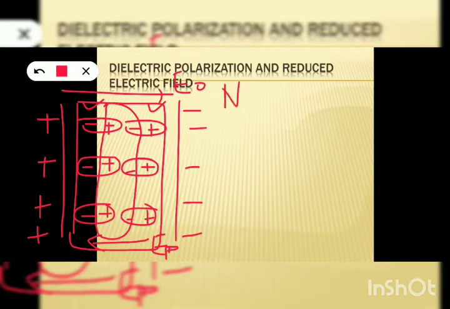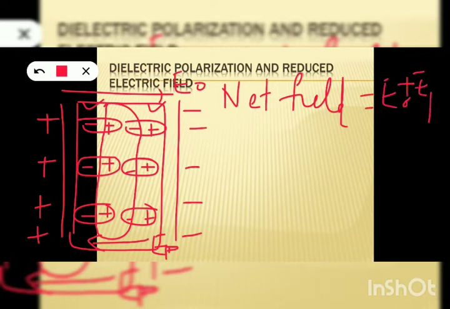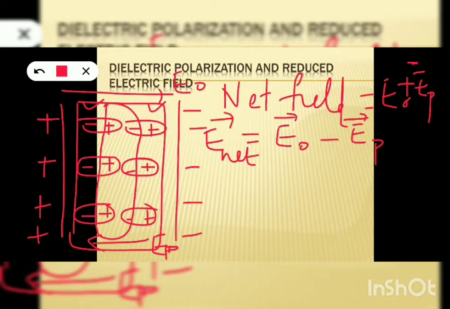So what will be our net field? Net field will be E0 plus EP. And we know EP is opposite to E0, so we can just put a minus sign here. So the net field will be E0 minus EP. Since electric field is a vector, we can put the vector sign here. So this is our net electric field, E net. Okay, so what happens to the net electric field? The net electric field is reduced. It is not E0 plus EP, it is E0 minus EP.